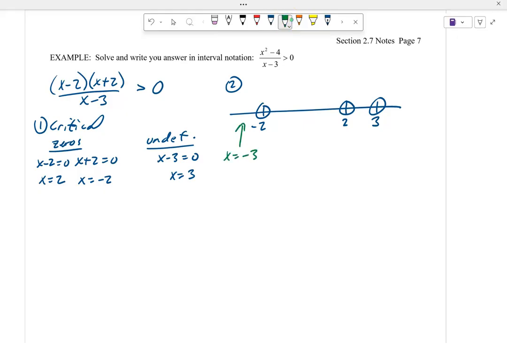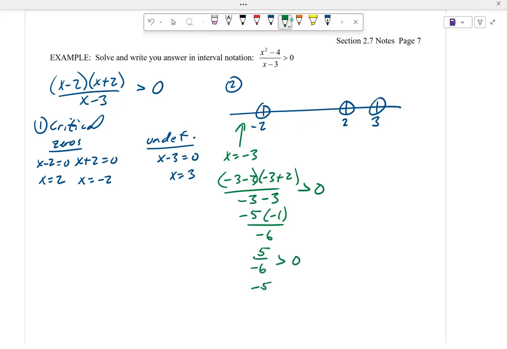About negative 3. So negative 3 minus 2, negative 3 plus 2, negative 3 minus 3, is that greater than 0? I get negative 5 times negative 1 over negative 6 is 5 over negative 6. Is that greater than 0? Negative 5/6 greater than 0? No, it is not greater than 0. Let's test about 0.